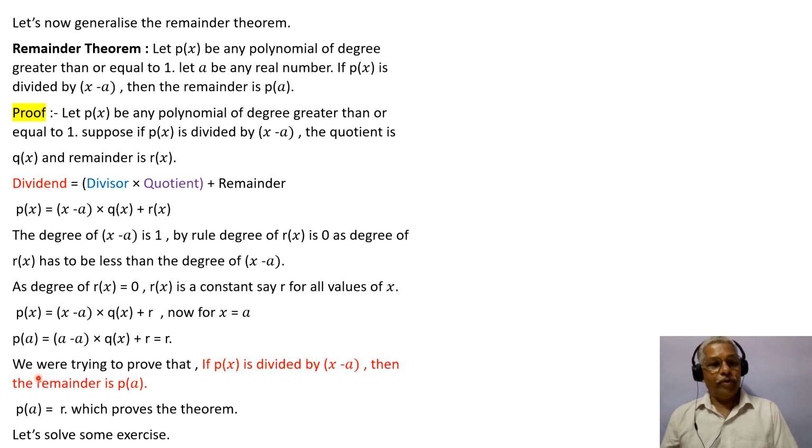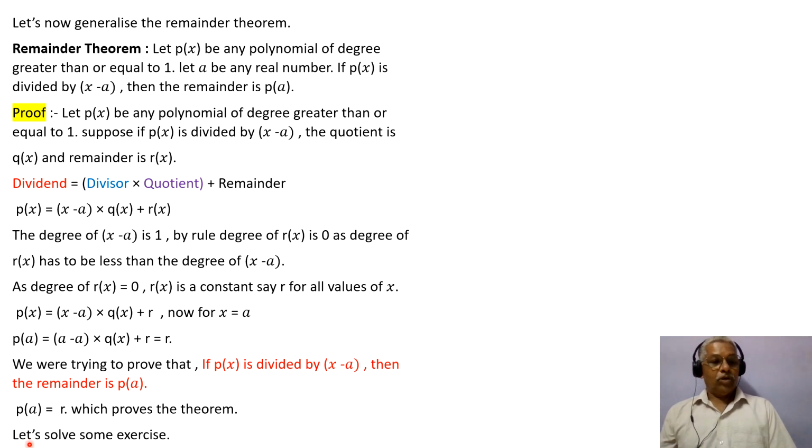Here we were trying to prove that if P(x) is divided by x minus A, then the remainder is P(A). If R is the remainder, then we have seen that R is equal to P(A). That is what we have to prove. Try to understand this. P(A) is equal to R, which proves the theorem. If you still face any problem, then write to me in the comment section, and I will explain what quantities you have to revise and what you have to study.